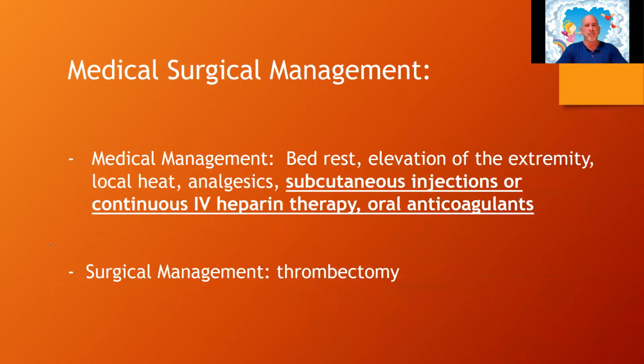Medical management: bed rest, elevation of the extremity, some local heat, analgesics. They might recommend some heparin therapy or oral anticoagulants like warfarin to help reduce the clotting. It does two things. Hopefully it prevents you from forming clots, but it also helps to break the clots down that are already there. Now, surgical management, thrombectomy, that's just where they go in, cut open the vessel and remove it. Hopefully you don't have to go that far.